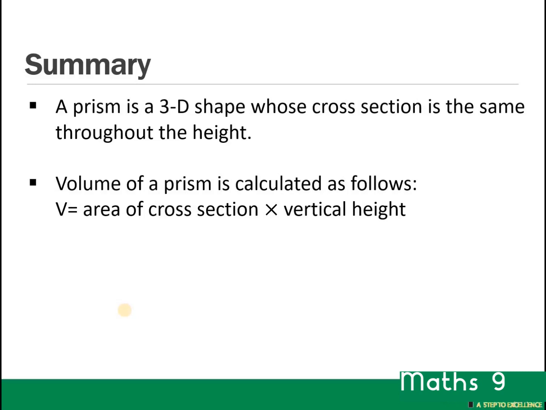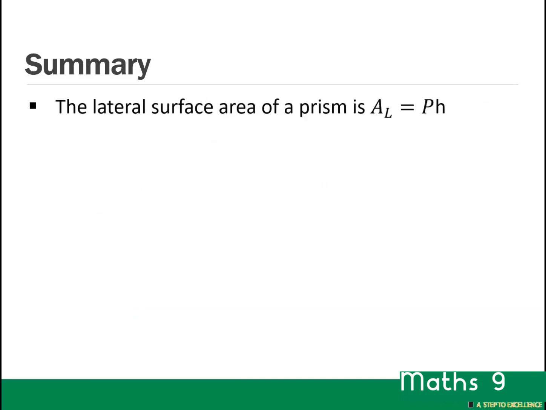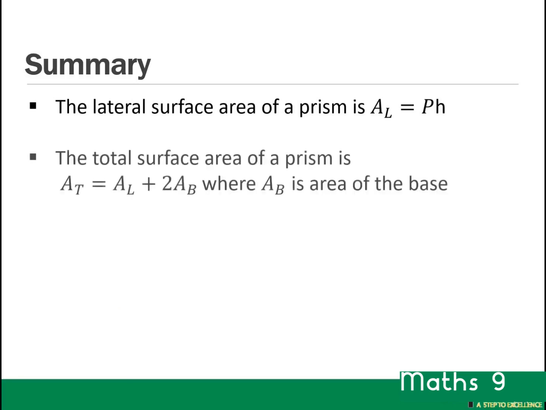A prism is a 3D shape whose cross-section is the same throughout the height. The volume of a prism is calculated as follows. V equals the area of the cross-section, or the area of the base, multiplied by the vertical height. The lateral surface area of a prism is AL equals PH, which is the perimeter times the height. The total surface area of a prism is AT equals AL plus 2AB, where AB is the area of the base.